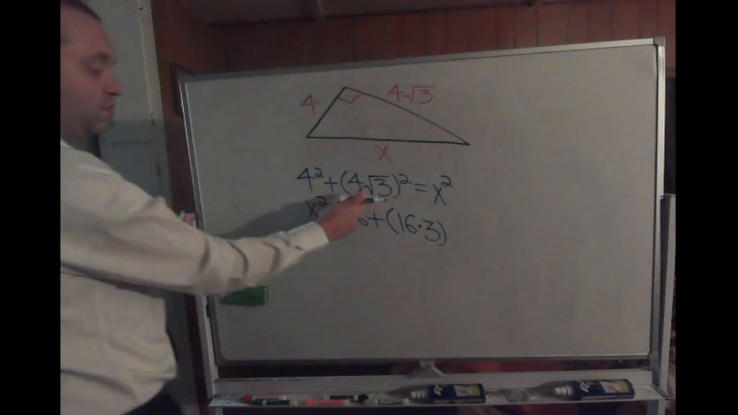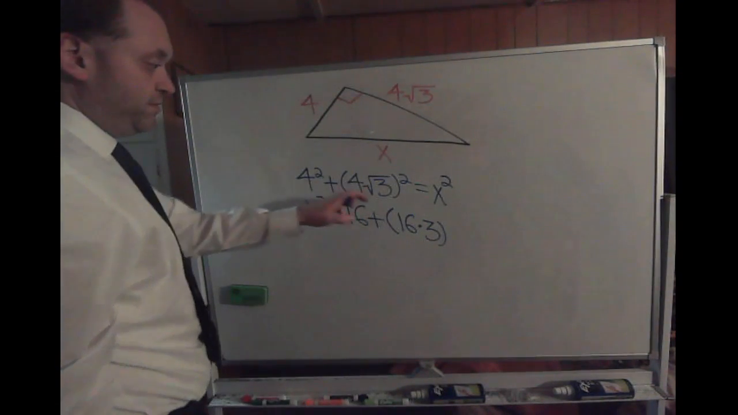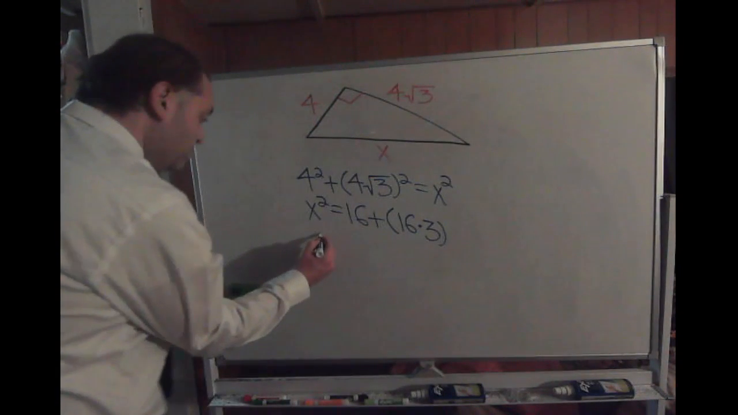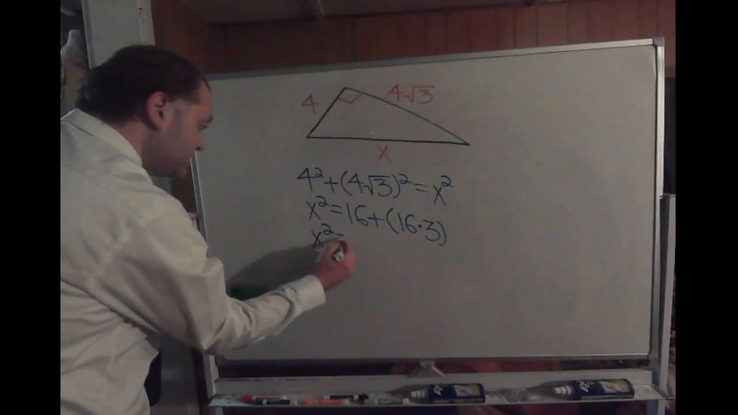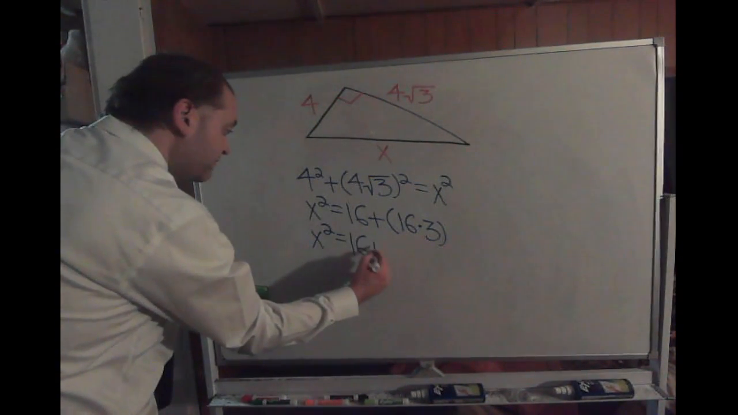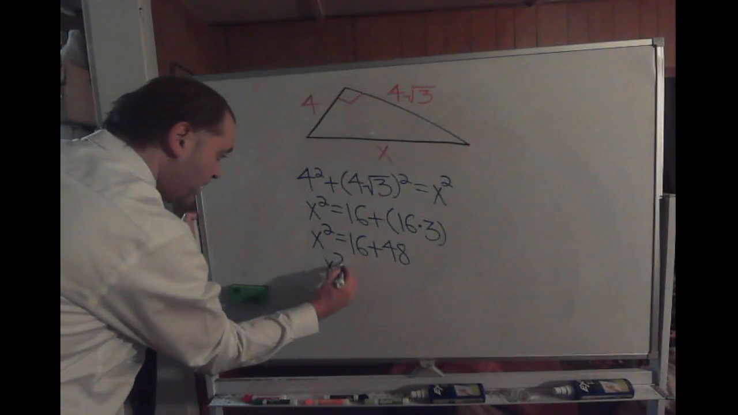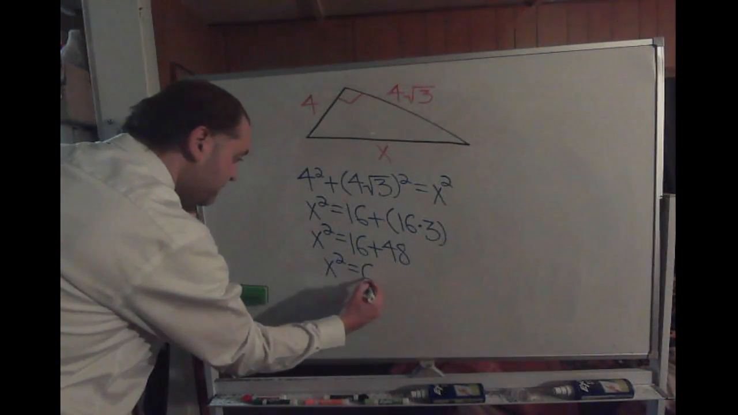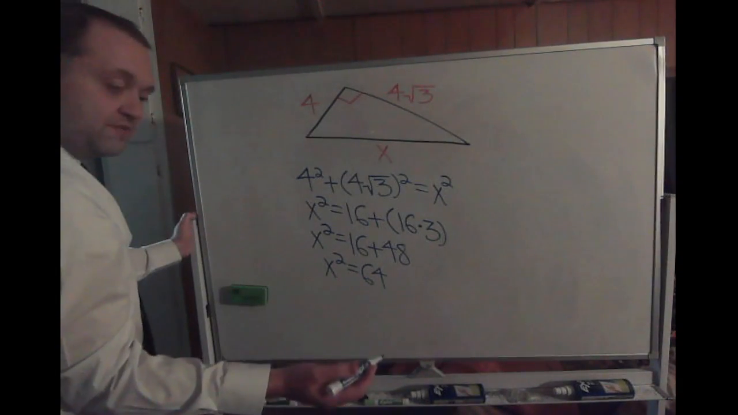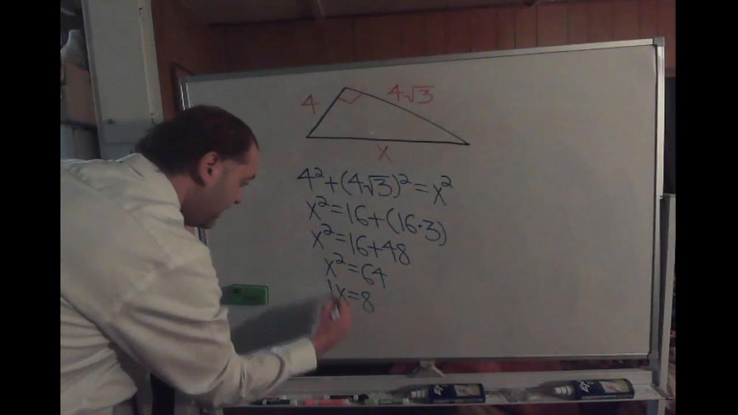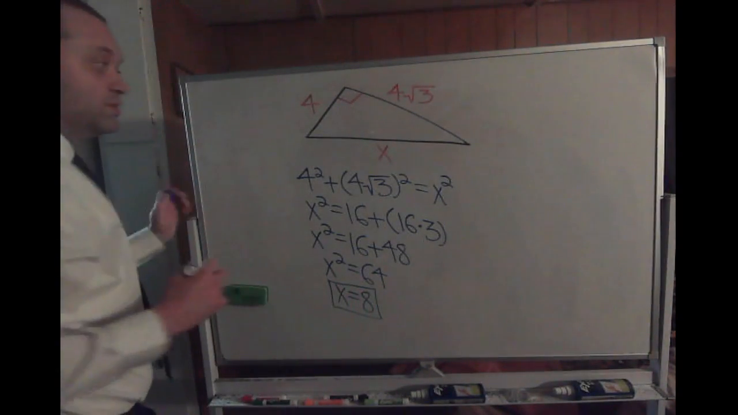If you take, of course, 4 times the square root of 3 to the second power, that means x squared is equal to 16 plus 48, which would then give you that x squared is equal to 64. And we know the positive square root of 64 is 8. So x, therefore, equals 8.